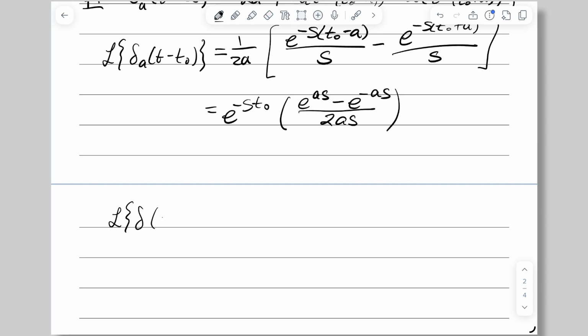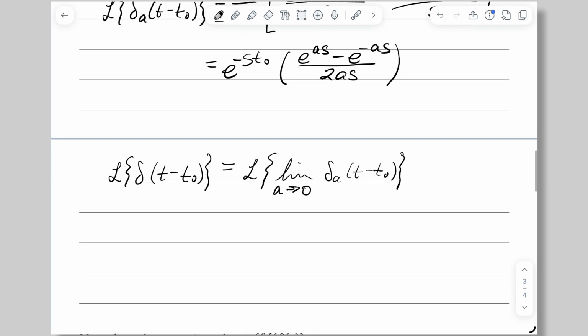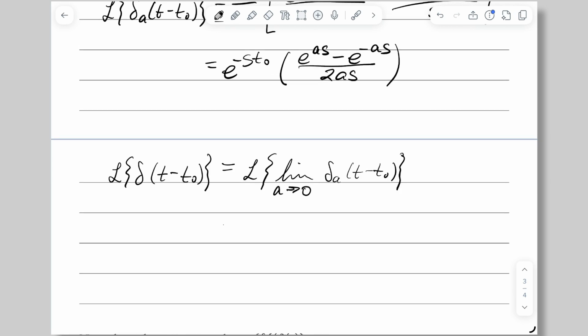In order to get the Laplace transform of the Dirac delta function, we're going to take a limit. So the transform of delta of t minus t sub 0 is equal to the transform of the limit as a approaches 0 of delta sub a of t minus t sub 0. And we have an expression to replace that with based on what we've just done. I'm going to factor out the e to the negative s t sub 0, because as a approaches 0, it doesn't care about that factor. And we're going to multiply by the limit as a approaches 0 of e to the as minus e to the negative as over 2as.